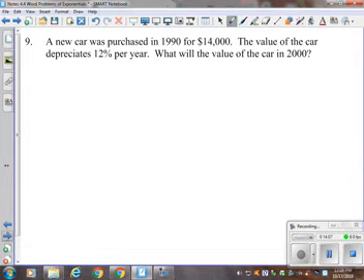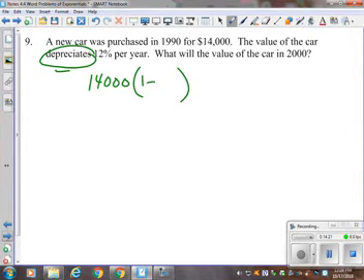So again, we have $14,000 is what we started with. Is it plus or minus? Right, depreciates means minus. Minus what? 0.12. Now, it was 1990, and now we're going to the year 2000. How many years have you had your car? 10 years. So now we'll figure out the value of our car, because we're getting ready to get a new one. We want to know what to sell it at.